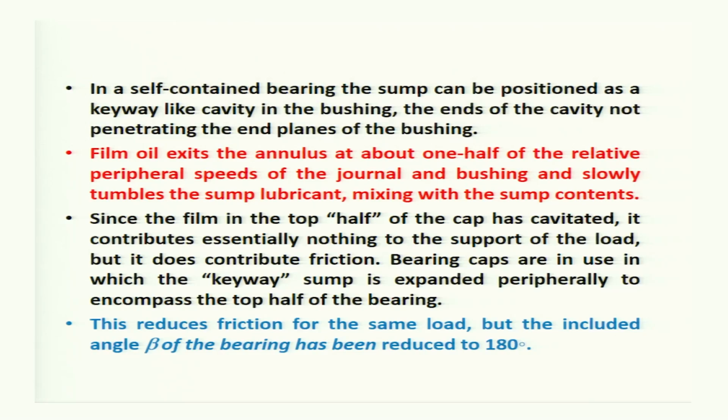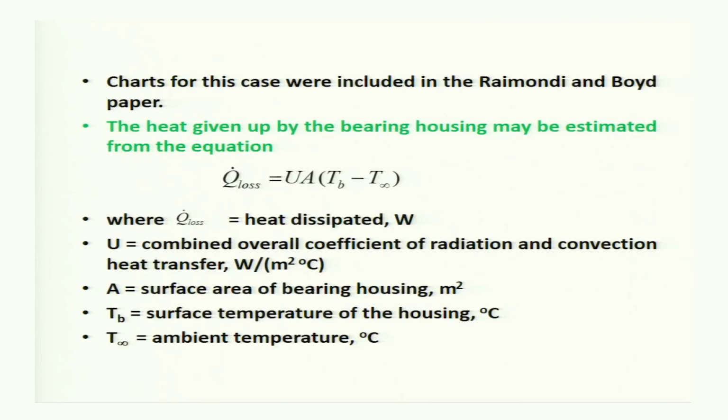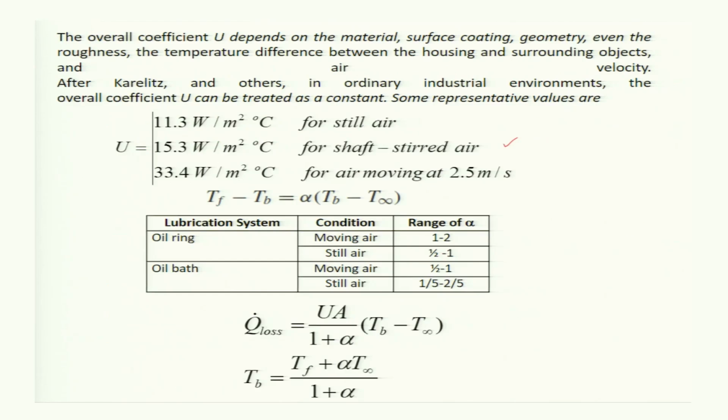Okay, so let's do this. This is the formula. The heat given up by the bearing housing may be estimated from this equation, where Q loss is equal to the heat dissipated. U is the overall heat transfer coefficient considering radiation and convection, and A is the surface area of the bearing housing. TB is the surface temperature of the housing, and T infinity is the ambient temperature.